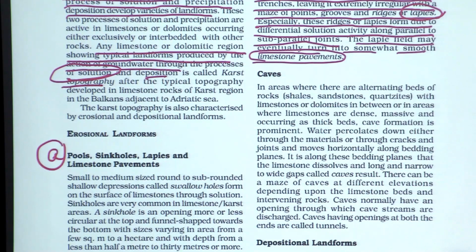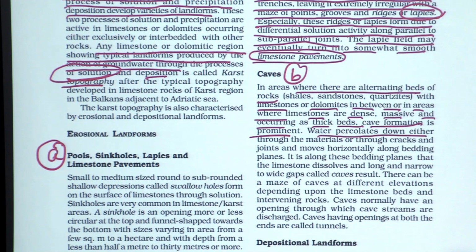NCERT. We are now talking about caves. The areas where there are alternate beds of rocks with limestone and dolomite in between, or in areas where limestones are dense, massive and occurring as thick beds, cave formation is prominent. Water percolates down either through the material or through the cracks and joints, and moves horizontally along the bedding plane. It is along these bedding planes that the limestone gets dissolved and the long, narrow or wide gaps called caves result.